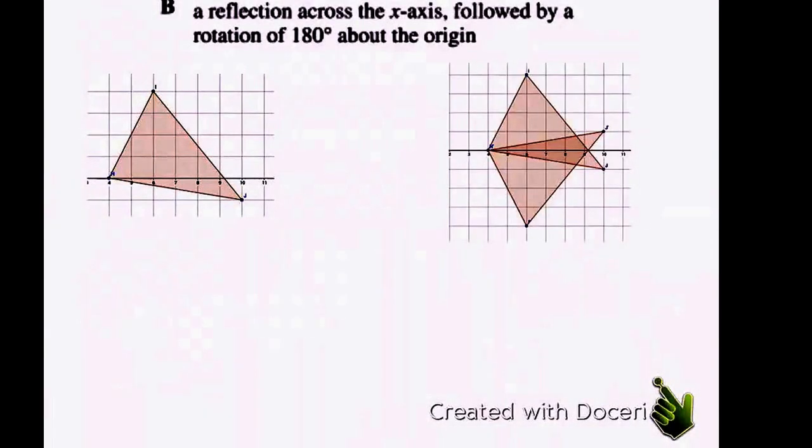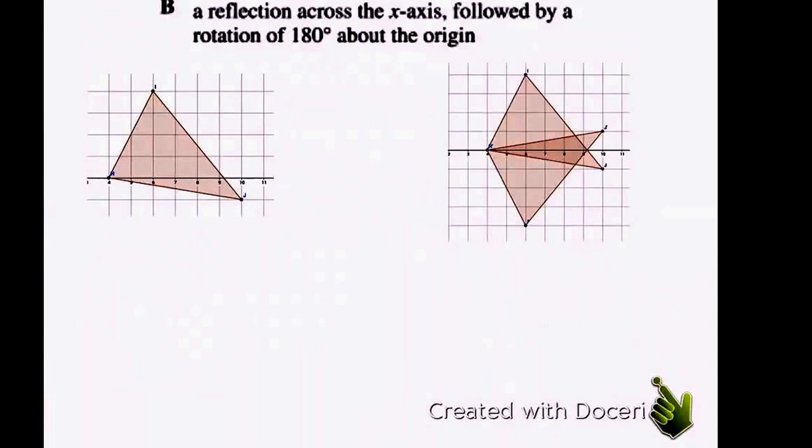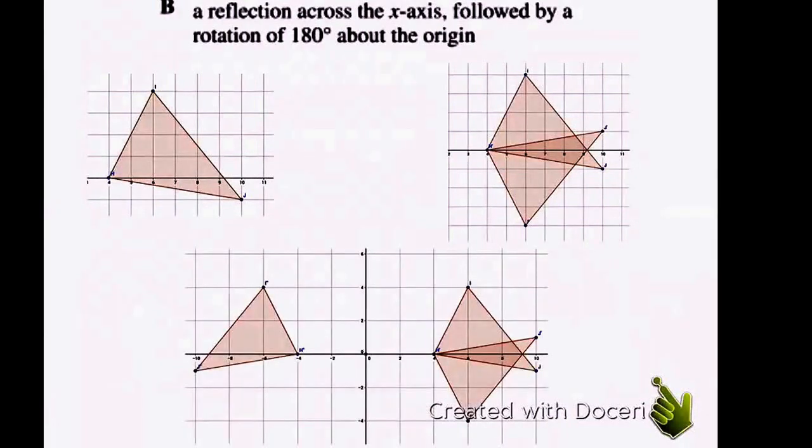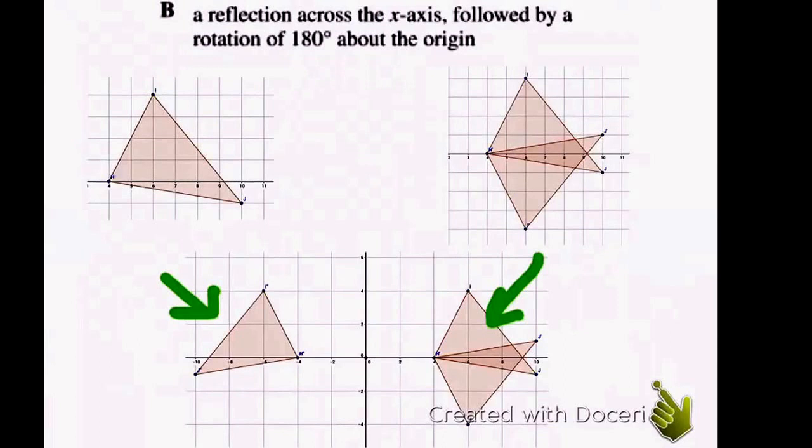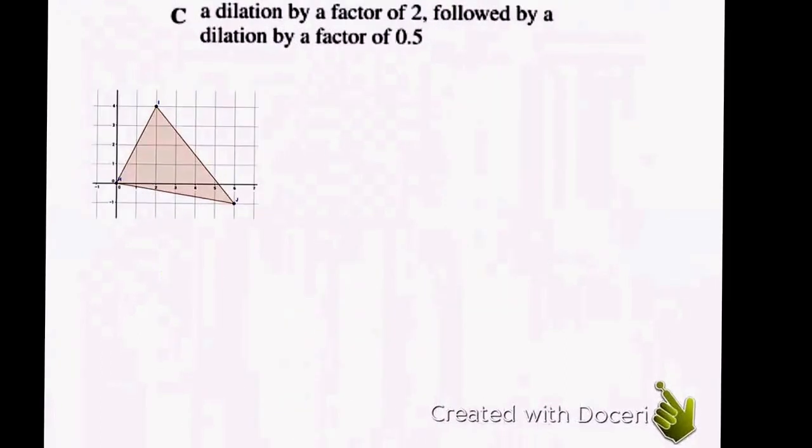B. A reflection across the x-axis. That's what it would look like after you reflect the pre-image across the x-axis, followed by a rotation about the origin. There's your rotation. So this would be your image, and this is still your pre-image. Would you say that your image is congruent or not congruent to the pre-image?